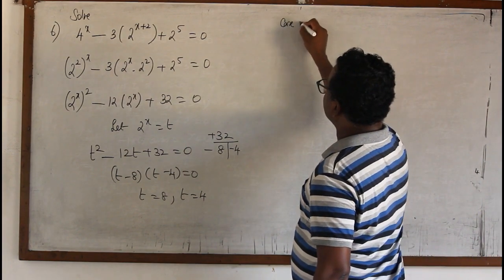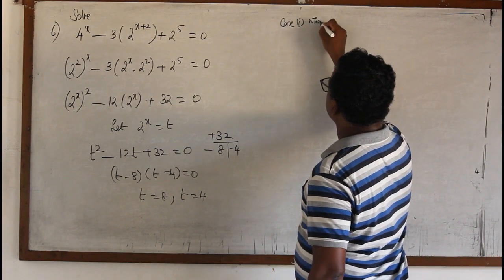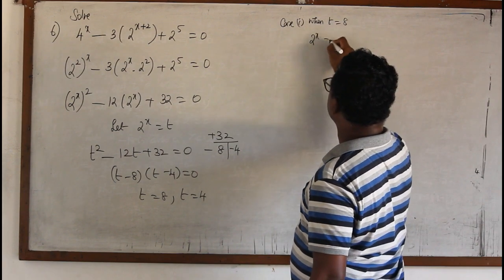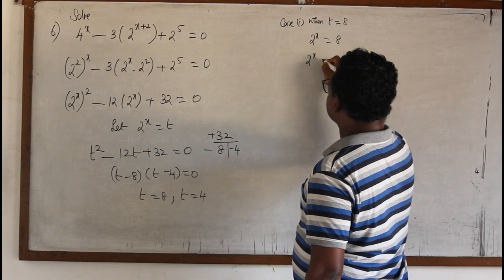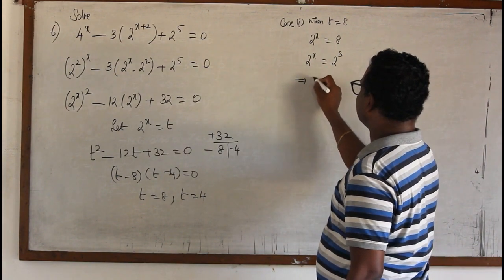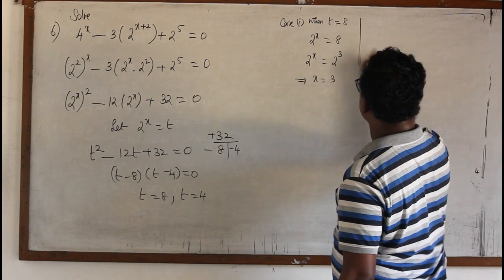Case 1. When t equal to 8, that is 2 power x equal to 8. In terms of 2, 8 is given as 2 cube. Therefore, this implies x equal to 3.